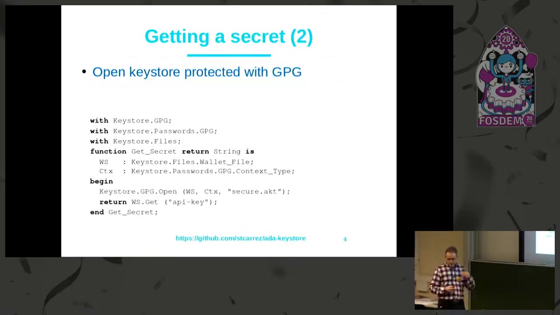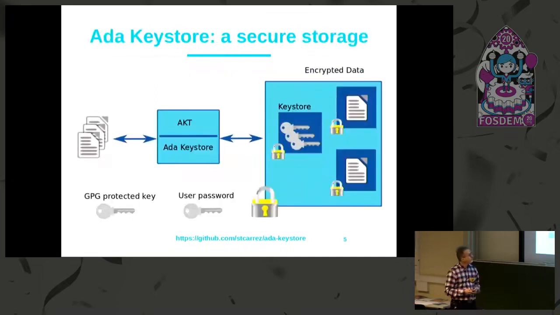Another example is more secure. We can protect the key store by using GPG, which means that the key store is protected by the user's private key. In that case, the initialization is almost similar. It's a little bit complex because for GPG we need to provide some more context. But at the end, once you open the key store with the user secret key, you have the same API, and you are able to retrieve the sensitive information which is stored in the key store.